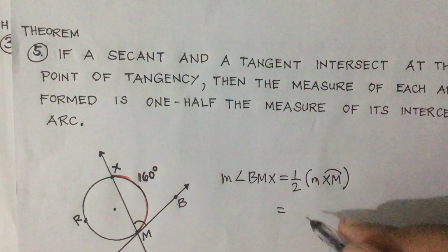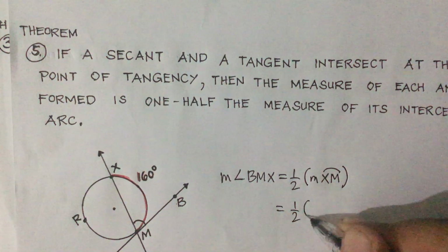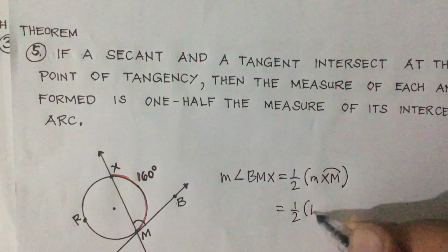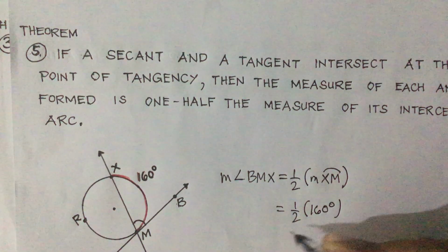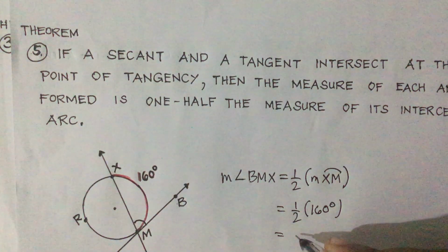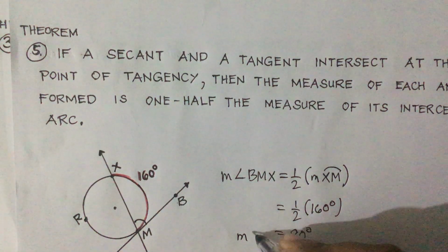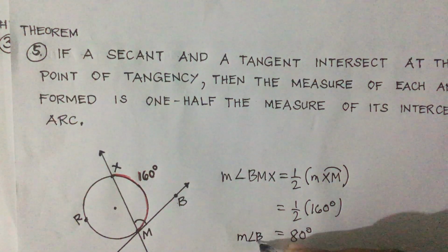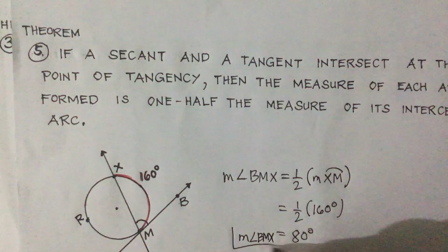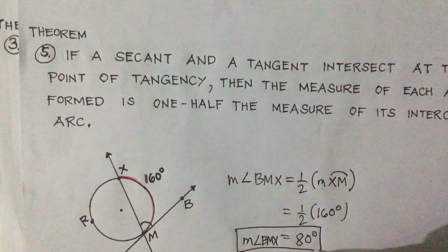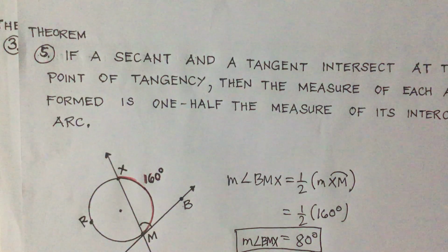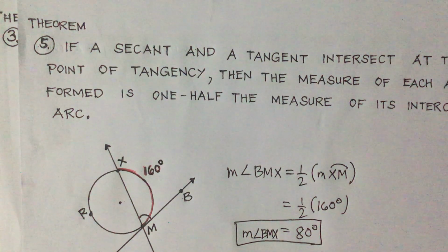So we have now angle BMX is 1/2 the measure of arc XM is 160 degrees. So we have 1/2 of 160 is 80 degrees. It's the measure of angle BMX. So this one. Okay, so that's it. Thank you.